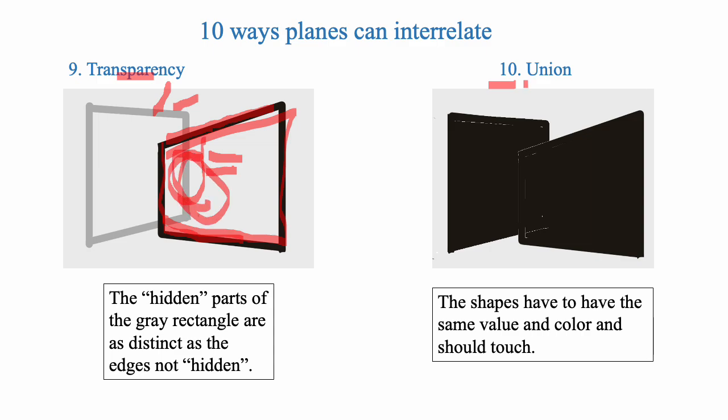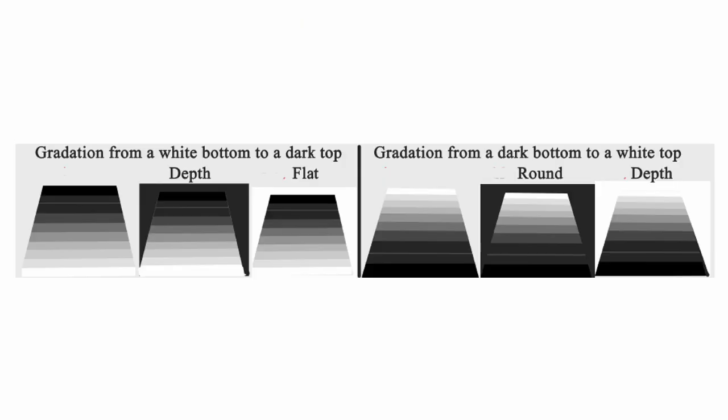Now, for union to occur, where the two shapes merge into one, they have to have the same value and color, and they have to touch. Here, I took a trapezoid that went from light on the bottom to black on top, or another one that's black on the bottom and light on top, and I put it against a gray background here and here, a black background here, and a white background here and here. So let's see what they look like.